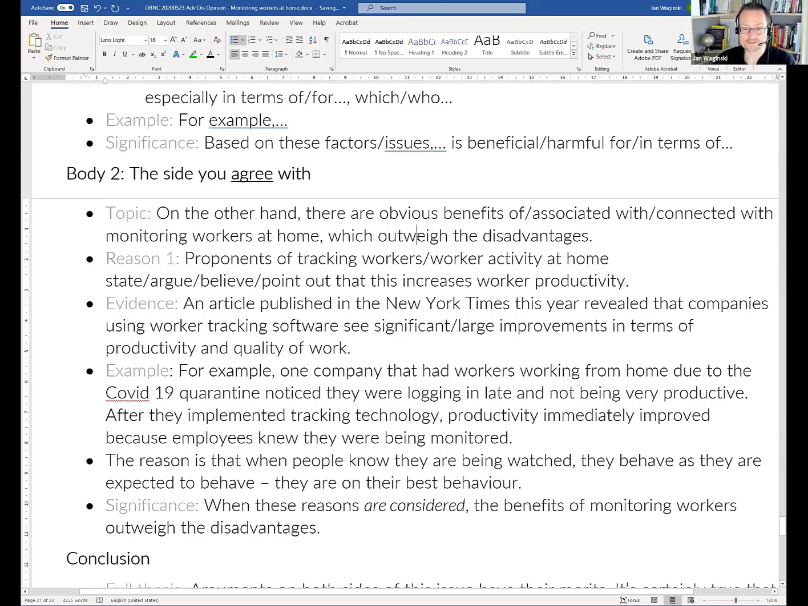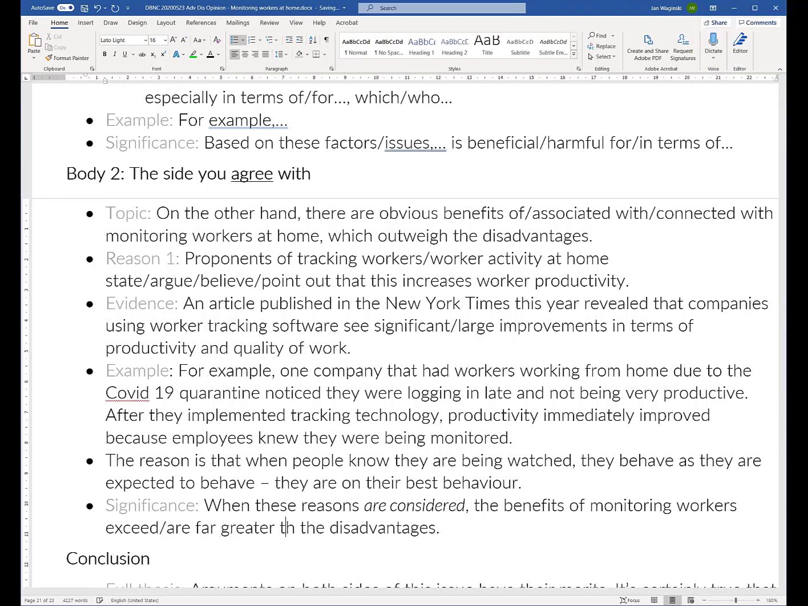Okay, what's a synonym for outweigh? Maybe far greater or exceed. Exceed is the simplest one. Exceed, or are far greater than the disadvantages. Or maybe the benefits of monitoring workers cannot be ignored. But in this, okay, that's true.